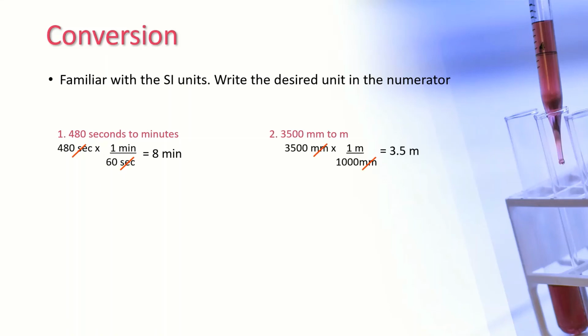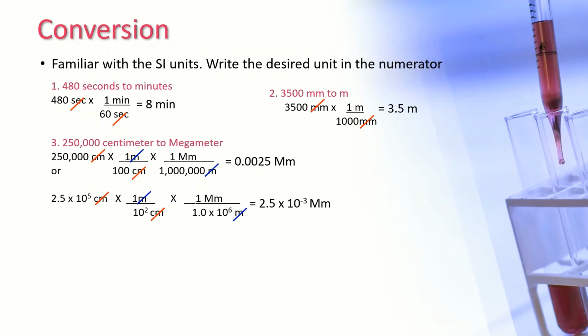For the next example, conversion of 3,500 millimeters to meters, and there are 1,000 millimeters in 1 meter. So you multiply 3,500 millimeters times 1 meter over 1,000 millimeters, you get 3.5 meters.